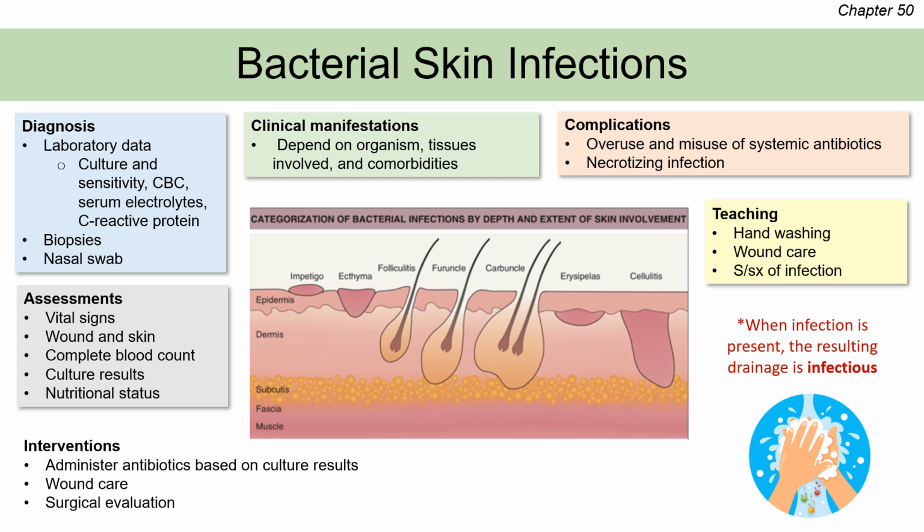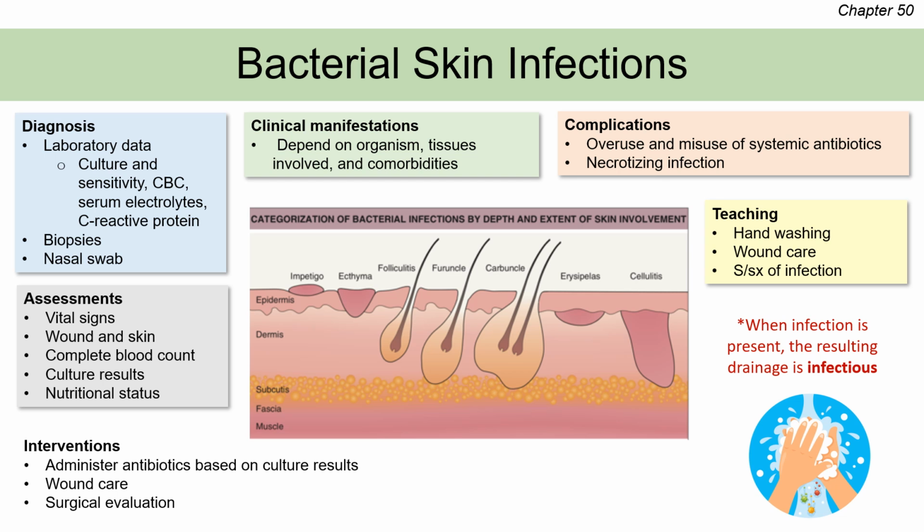So each type of bacteria has its own clinical manifestations, signs and symptoms, so it depends on which organism is involved. And the treatment for bacterial skin infections is going to be antibiotics, whether it's a topical ointment or it's going to be a systemic antibiotic like a PO, like a tablet that you swallow, or an IV injection. So if you have a superficial bacterial infection, then you're going to be given some type of topical antibiotic.